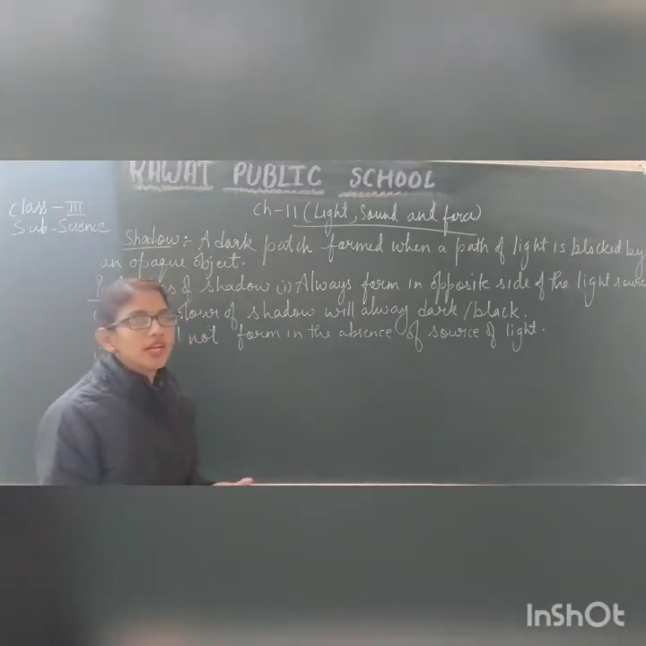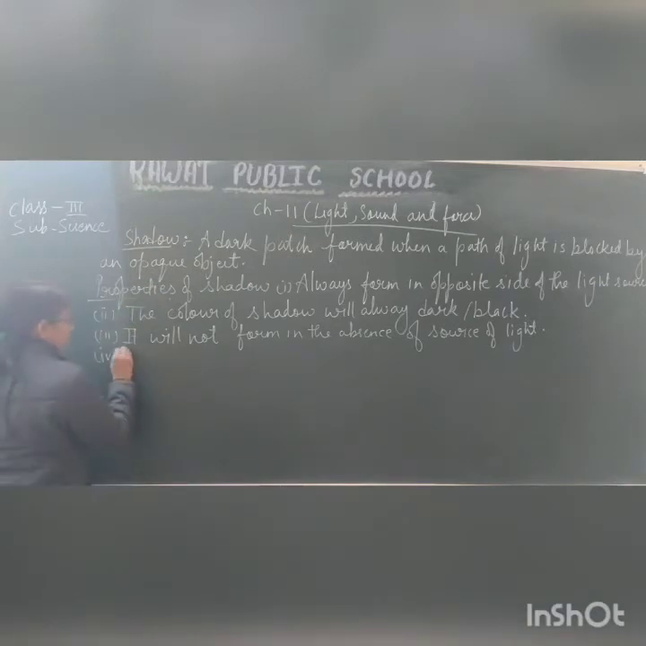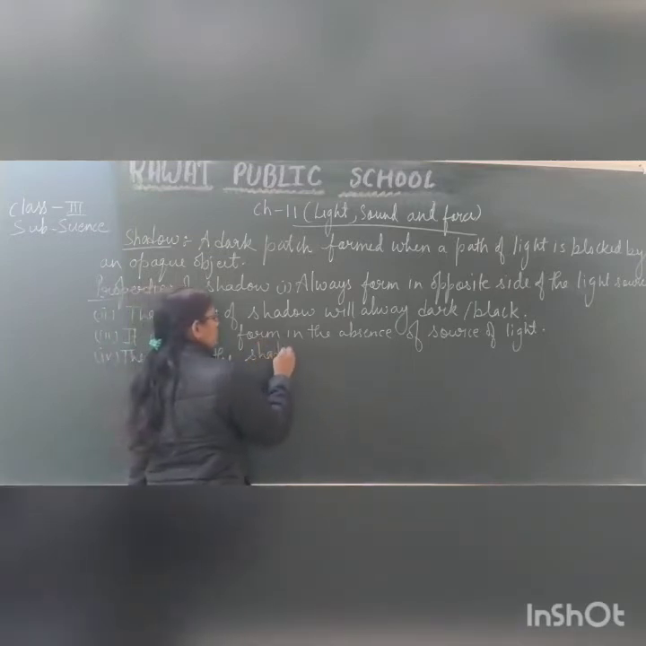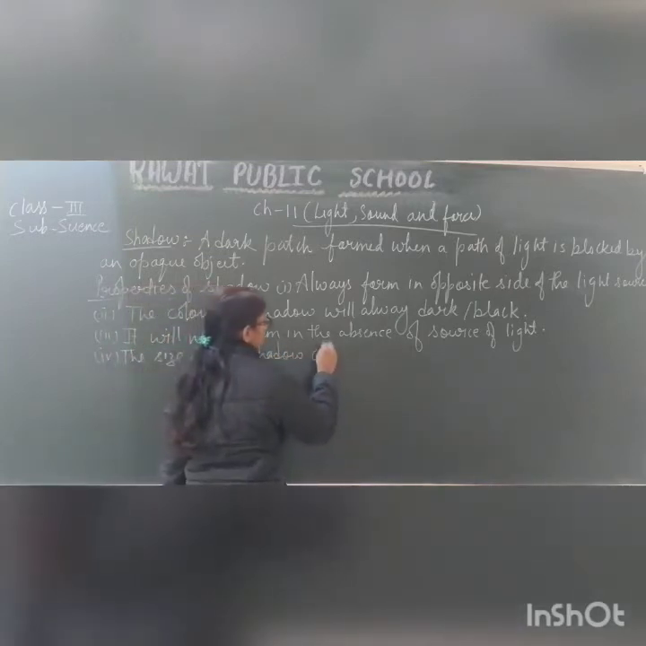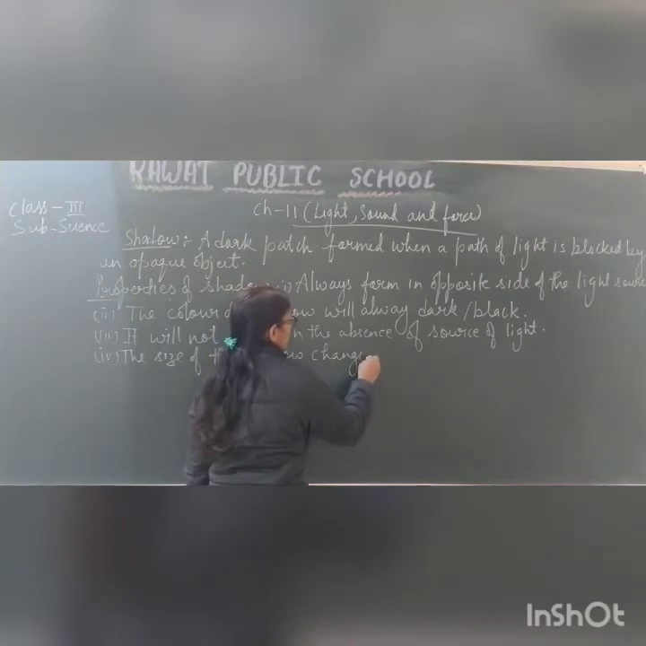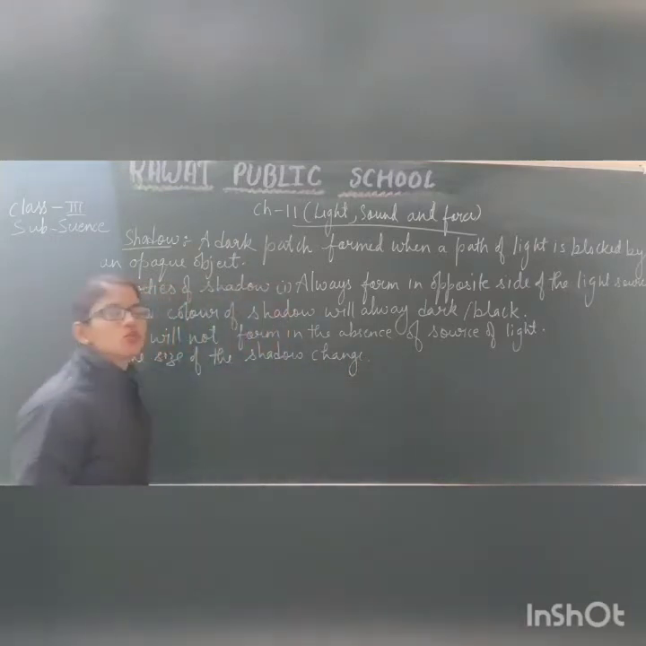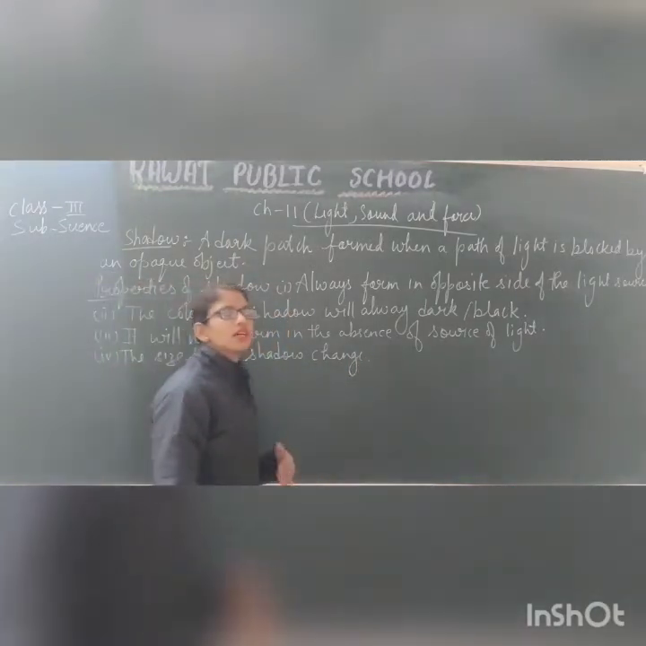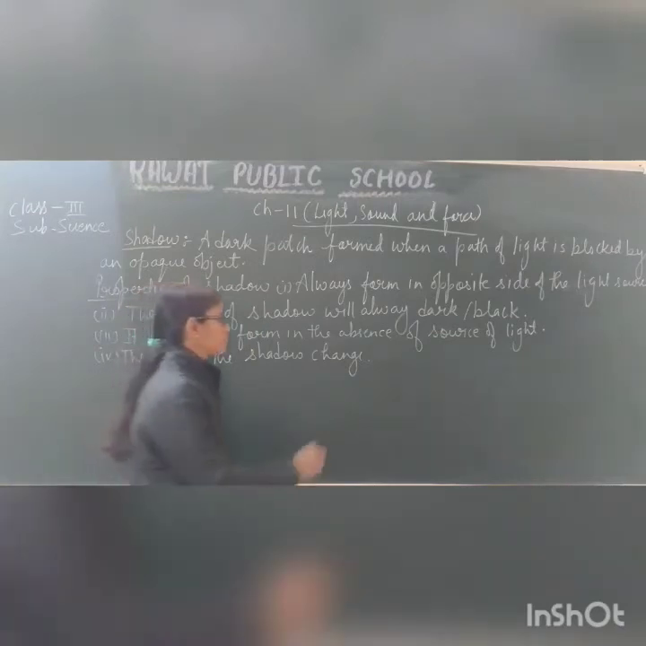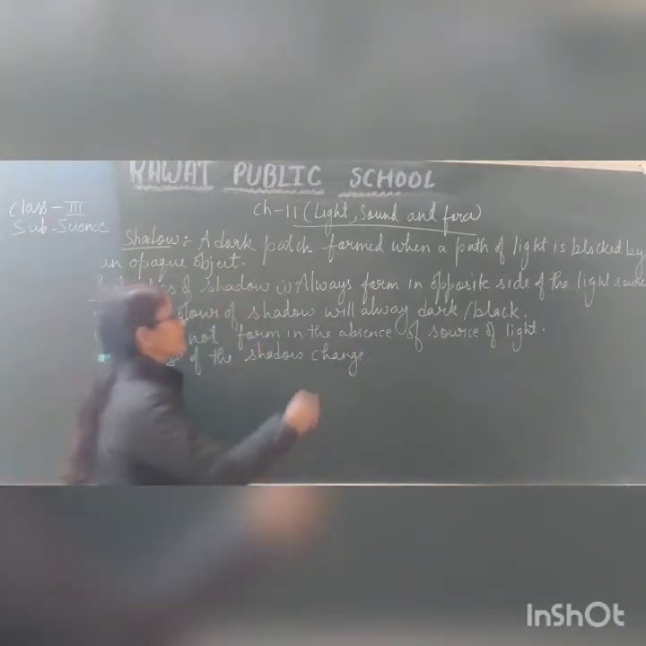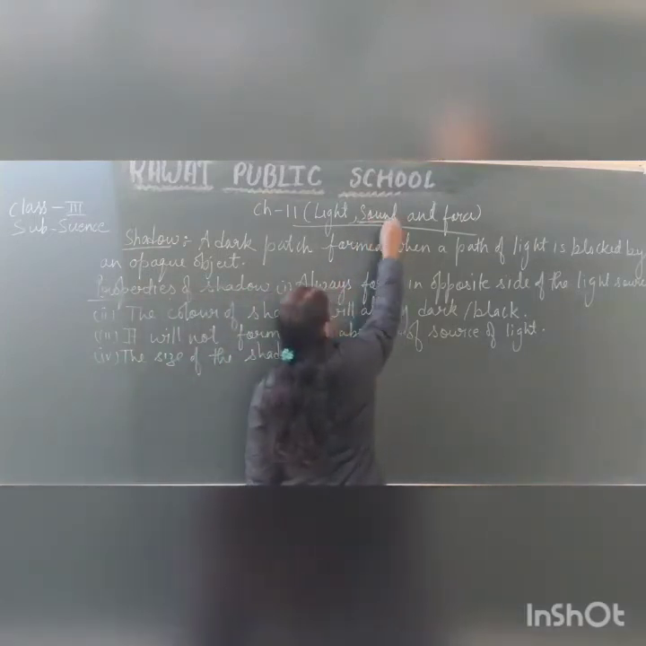So the size of the shadow varies. The size of the shadow changes when the distance between the source of light and the object is changed. So this is about the shadow, and next we will discuss sound.